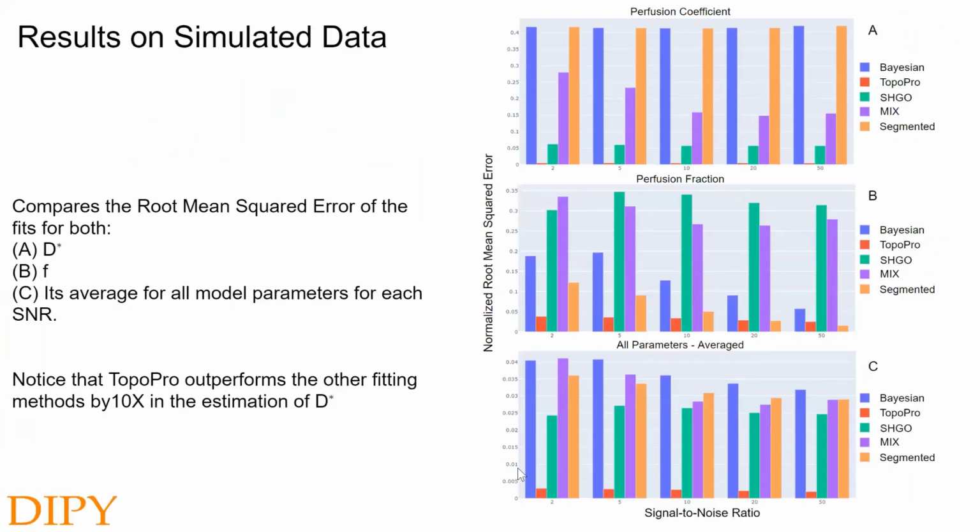And then I have also quantified these results with bar plots. As you can see, TopoPro, which is shown in red, has much smaller error as compared to all other methods for estimating the perfusion coefficient. Same goes for perfusion fraction. Sometimes the perfusion fraction estimated by the segmented method is really good, but that is due to the bias. And with SNR, here is an average plot. The TopoPro method does really well.